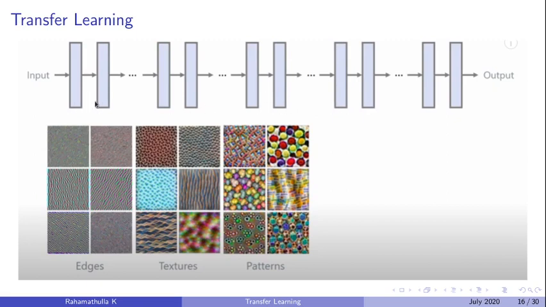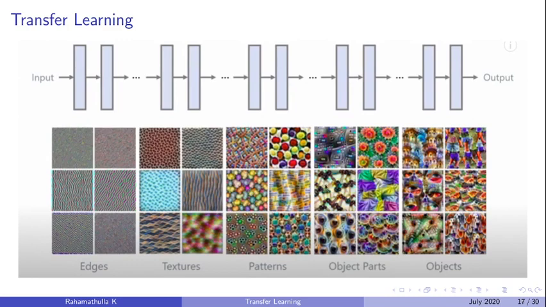So what I'm trying to say is that the lower layers are not detecting any object-specific things or things specific to the task. For an image, they are detecting edges, textures, etc. So it may be common to most image classification applications. But in the next few layers, it is detecting object parts, and here it is detecting objects as they are.